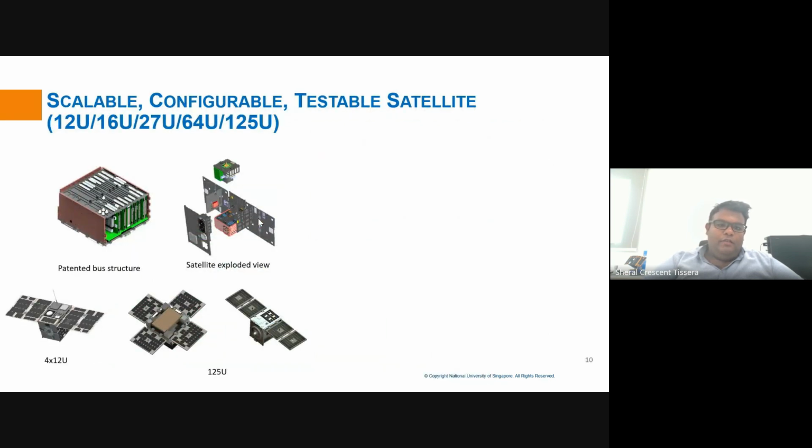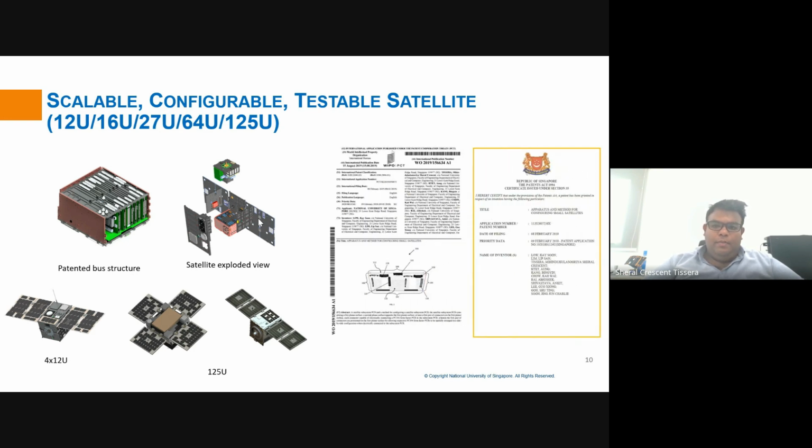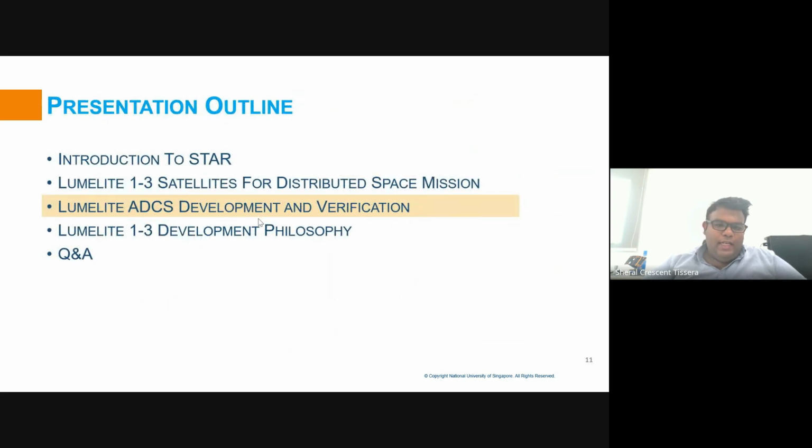So because of this modularity and scalability, the technology received a patent from Singapore and as well as from the international application. And this technology that we have developed was used in all the Lumelite satellite platforms developed in our research center. Now with that, let me go through the ADCS development and verification that was carried out for our Lumelite satellites.